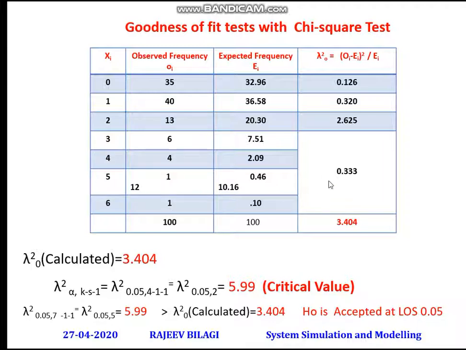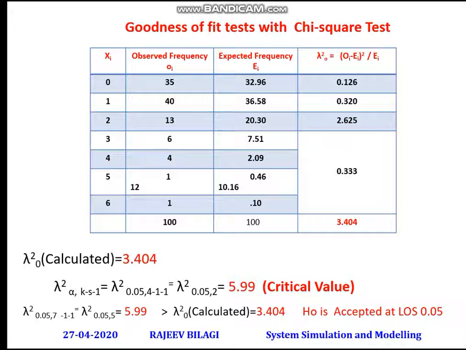So if you find this, 0.333 you are going to get. Now you find out chi-square, 3.404, that you are going to get. Now this is your calculated value. So now alpha, k minus s minus 1, you find out this value, you are going to get 5.99, the critical value. So here the critical value is greater than the calculated value, so hence this set of values may be accepted for the given data.